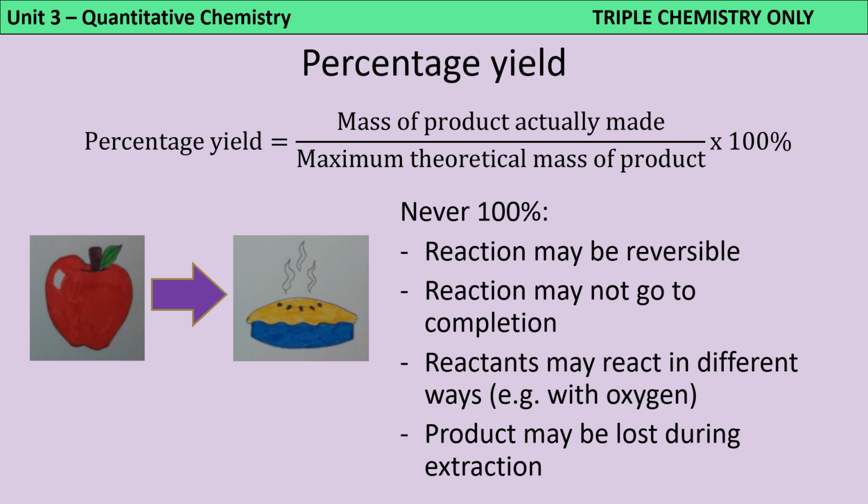The second reason is that very, very commonly the reactants that you're mixing together are going to find something else to react with, particularly oxygen. And so instead of making the product you wanted to, you're making a different product. And then the third reason, which is incredibly common, is that some of the product may be lost during extraction.